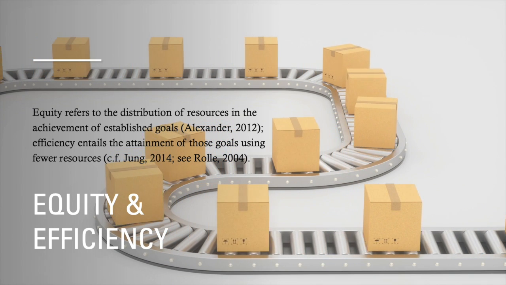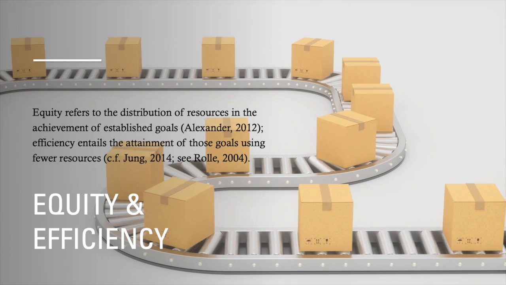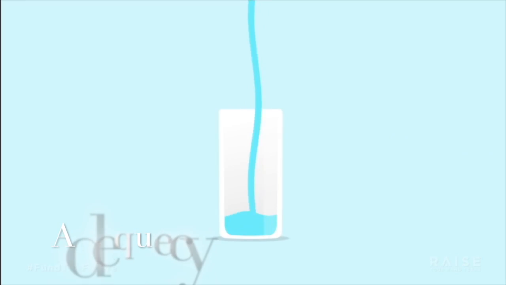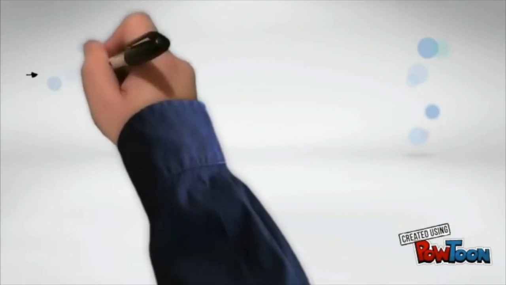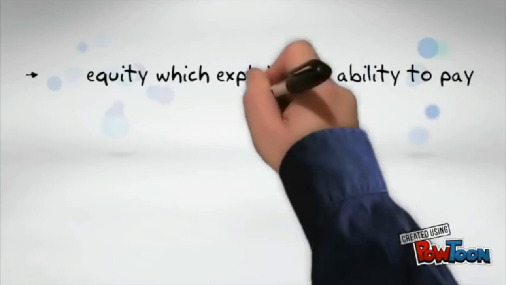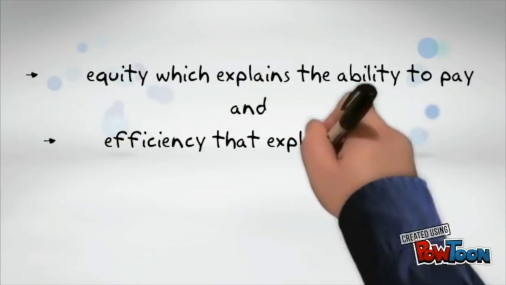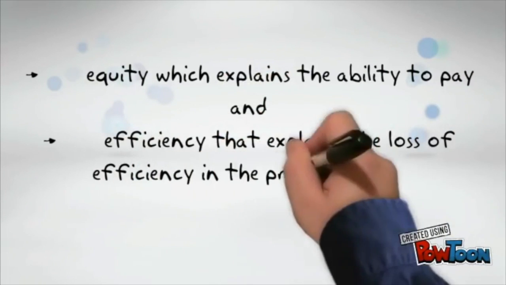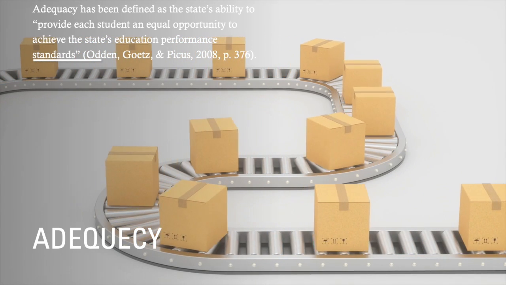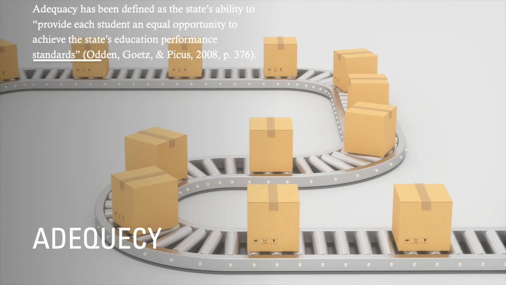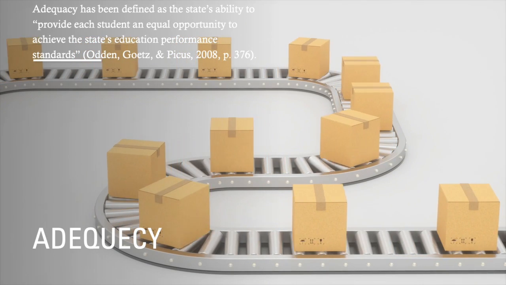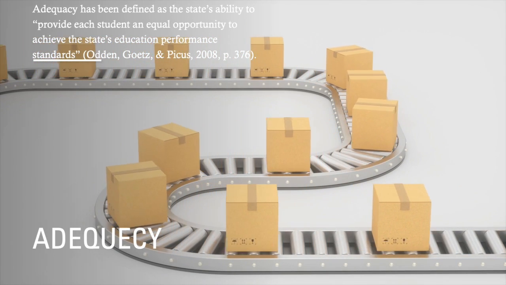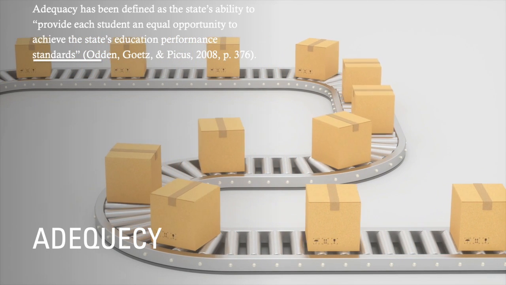The second is efficiency, which entails the attainment of those goals using fewer resources, as defined by Roll. The third is adequacy. Due to the difficulty of measuring equity and efficiency in education, because students do not get a wage, nor do they usually work full time, the court system has defined adequacy as the state's ability to provide each student an equal opportunity to achieve the state's education performance standards.